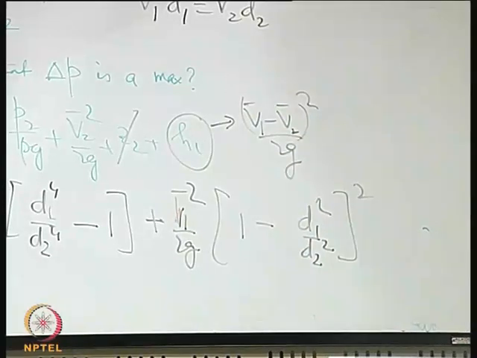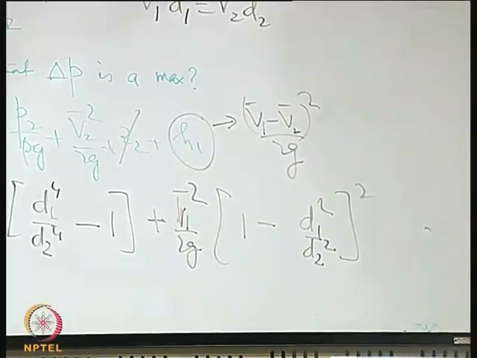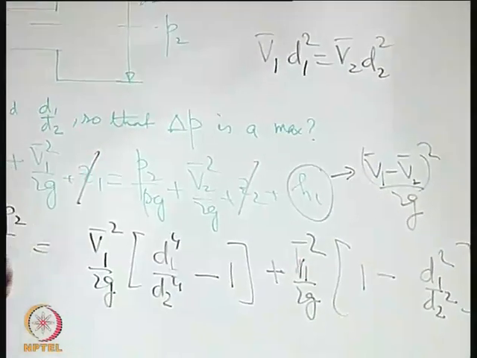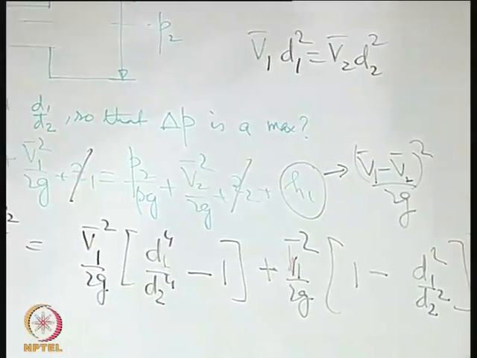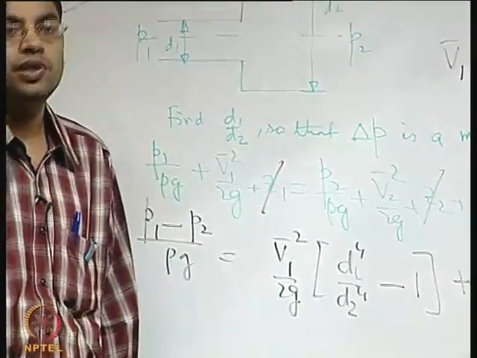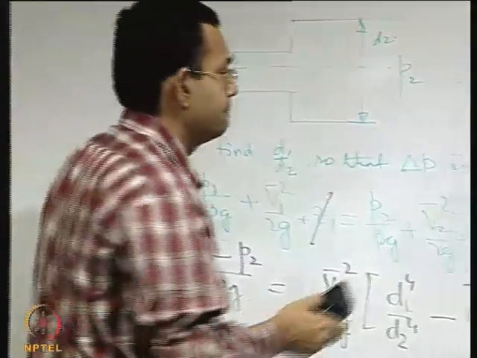Then I need not work it out further, it is a very simple exercise. You just consider d1 by d2 equal to x, so it is a function of x only. For the maximum of this, the derivative with respect to x should be 0, so that will give you the value. Now next, what we have seen in these examples is what the major and the minor losses are and how they are taken into account, and again that important consideration that minor losses need not always be minor. Minor losses sometimes are much more significant than the so called major losses.